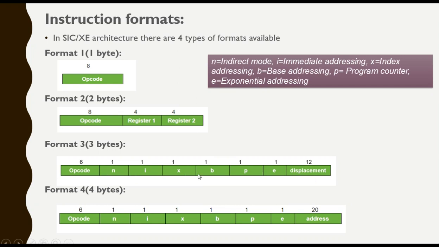So N, I, X, B, P, E. Okay, so these are the flags, only 1 bit each. Then the last one is the extended format. 4 bytes are used. In this, 6 bits for opcode, then N, I, X, B, P, E, same as format 3, but 20 bits are used for address. So these are the 4 formats.